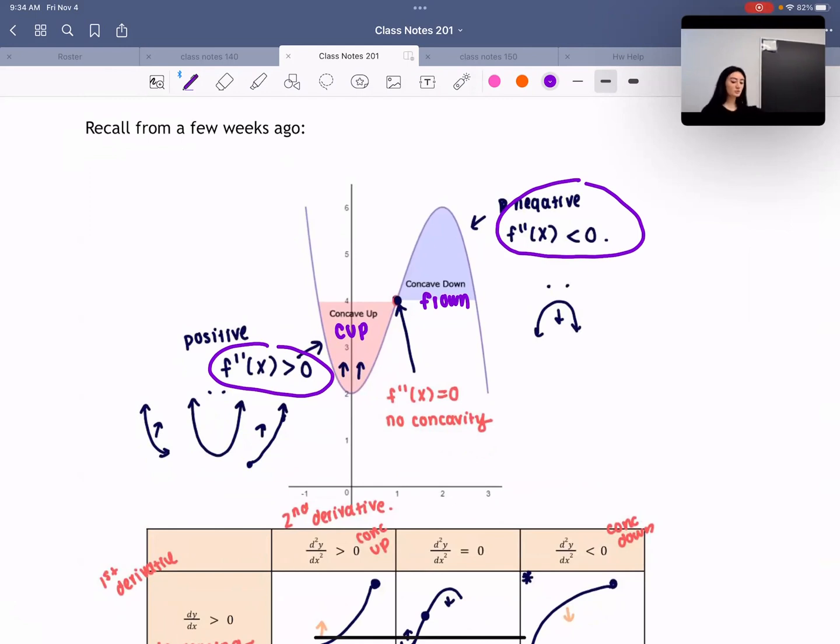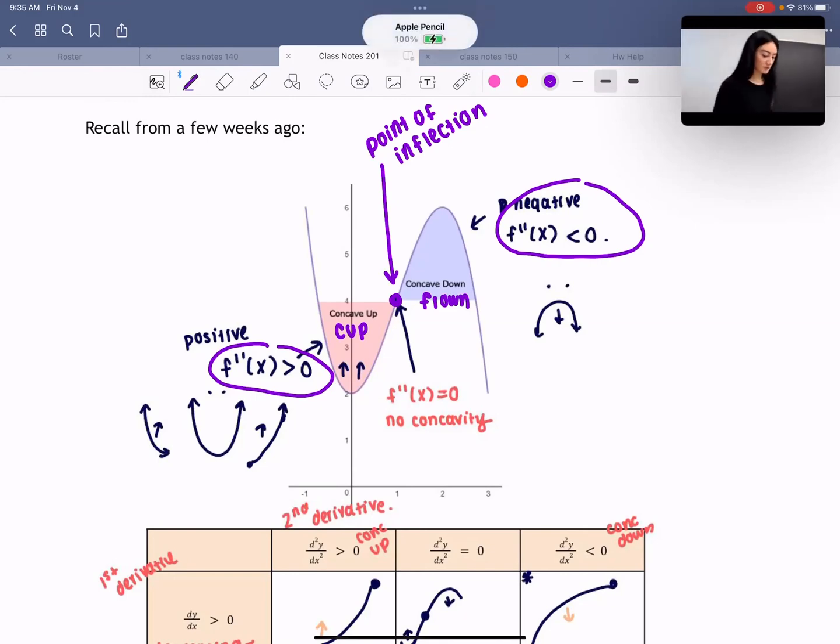What happens when we switch from being concave up to concave down, like at this point right here? No concavity, good. Do you remember what we called it? Starts with an I. Points of inflection, good. When we switch from up to down, we call it a point of inflection. Okay, we'll pick back up on this next class, but I think we have a quiz to go over. So why don't we go and do that?